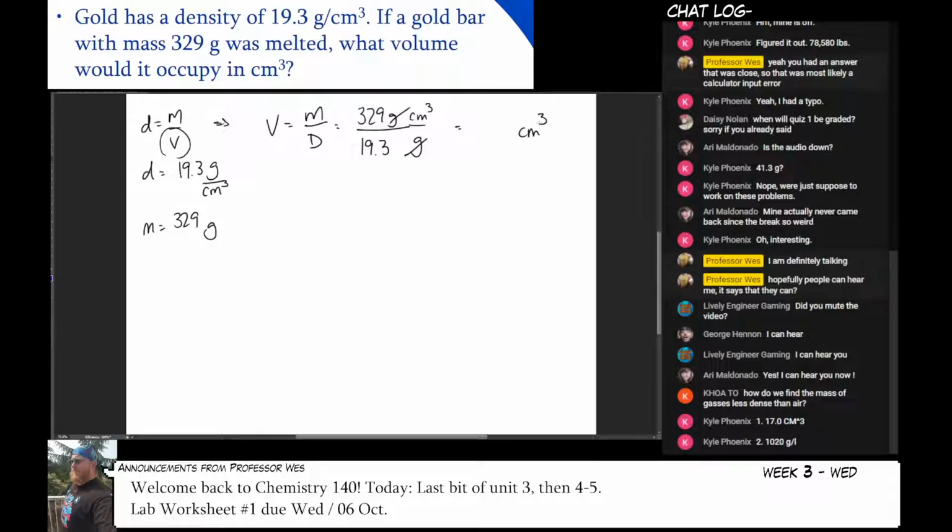The volume that I get in cubic centimeters is 329, oops, calculator's not on, divided by 19.3, which is 17.0 cubic centimeters. All right, good.